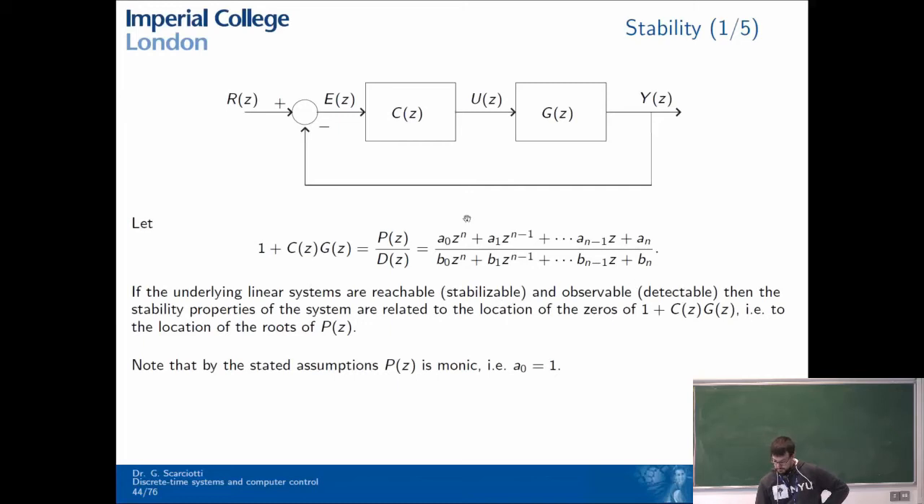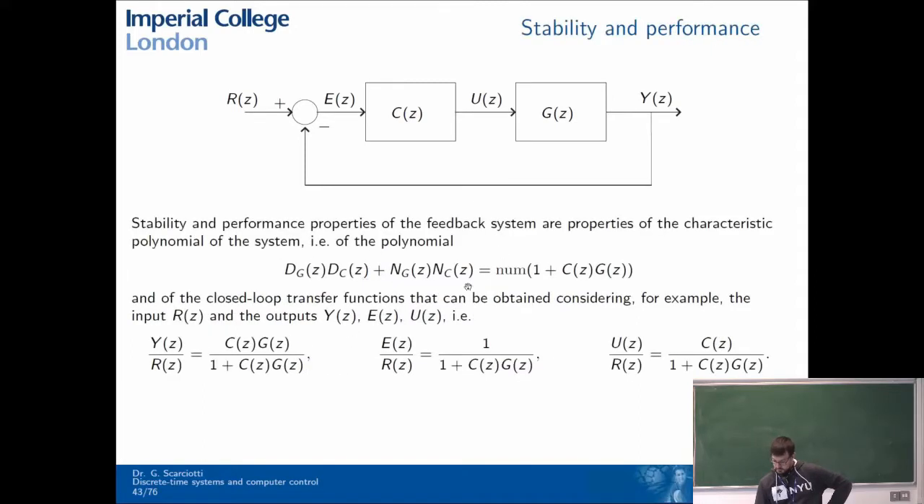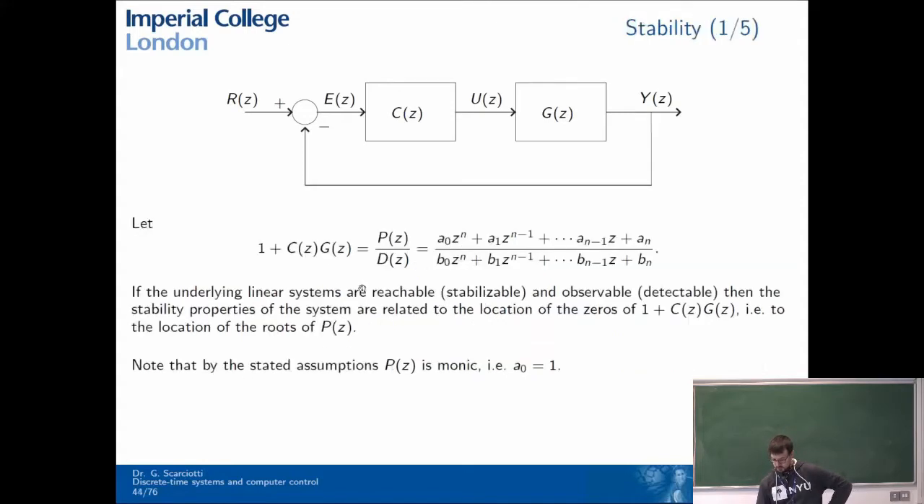If we go now to the next slide, we see that 1 plus c(z)g(z) can be written obviously as the fraction of two polynomials. And again, what we are considering here is the numerator. Because if we go back, we see that the transfer function is c(z) times g(z) divided by 1 plus c(z) times g(z). And once we split this into numerator divided by denominator, we see that the numerator of this polynomial is actually equal to this expression here. So that expression now we call a general polynomial of degree n.